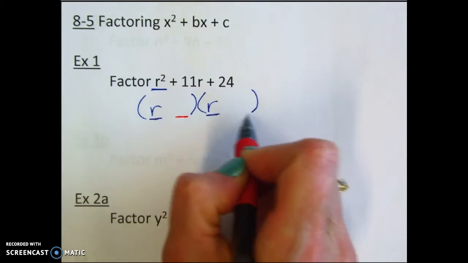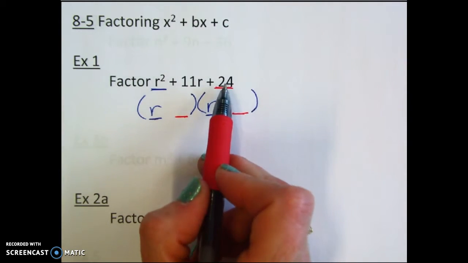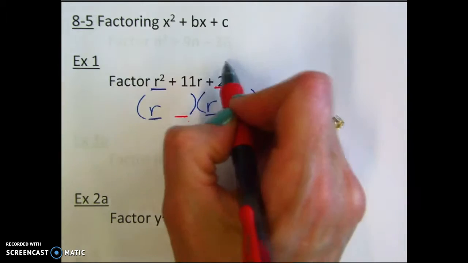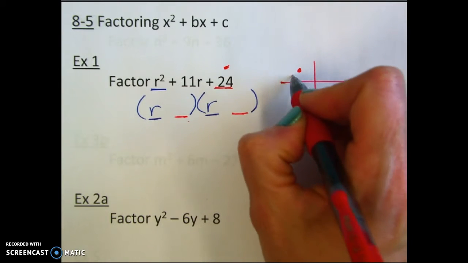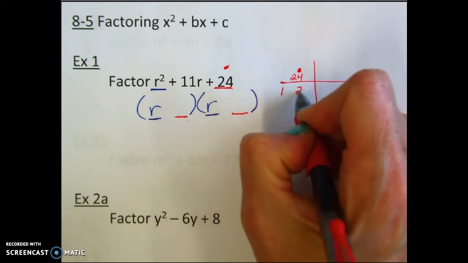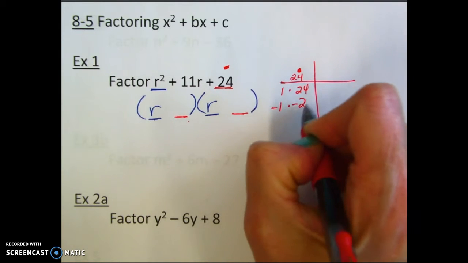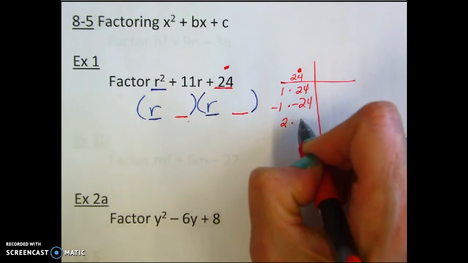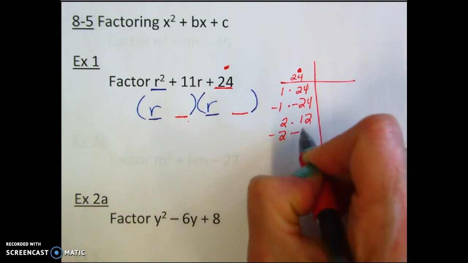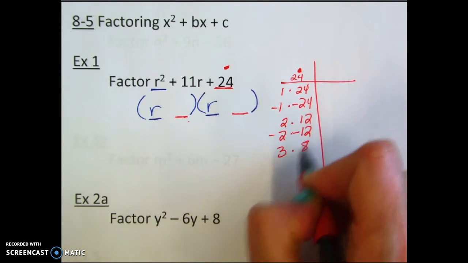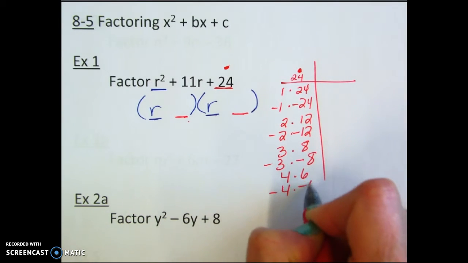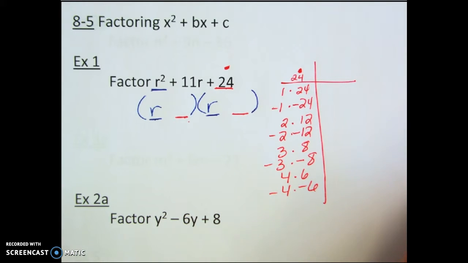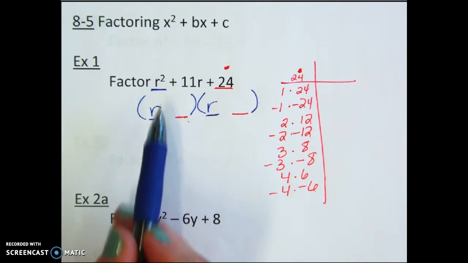The way we got this last spot, it came from these last 2 pieces being multiplied together. So if we can think of everything that multiplies to 24: 1 times 24, -1 times -24, let's see, we've got 2 times 12, of course we can have both of these negative, 3 and 8, and 4 and 6. Now, if you don't know your multiplication facts very well, this could take a little while for you to figure out what these are. Now, the other piece is the middle piece.